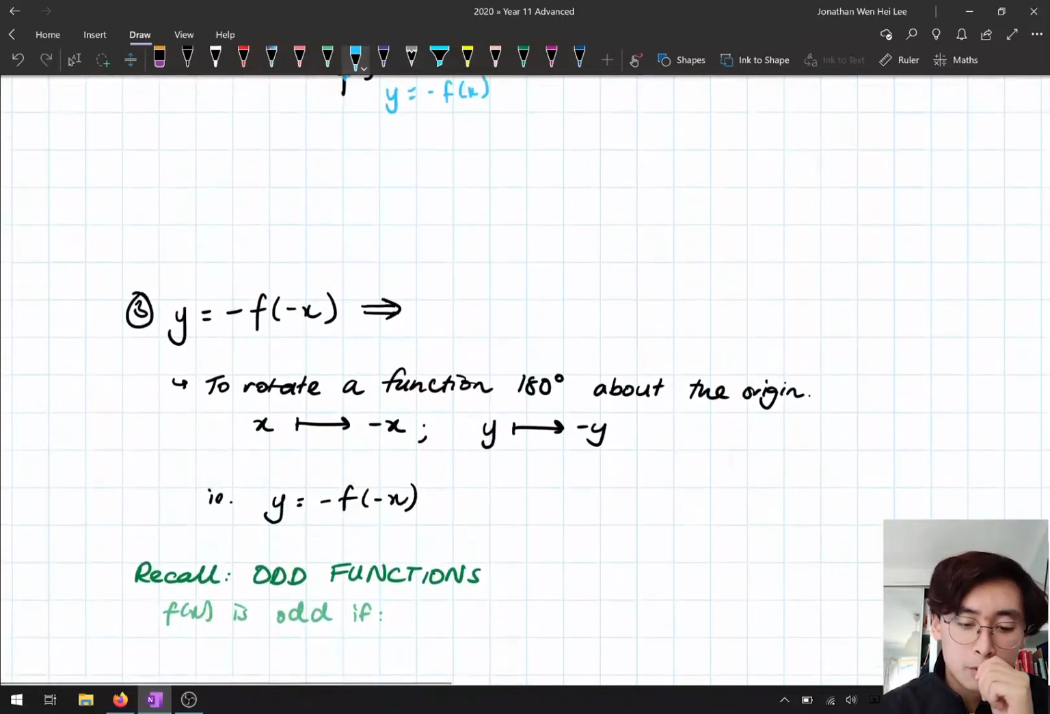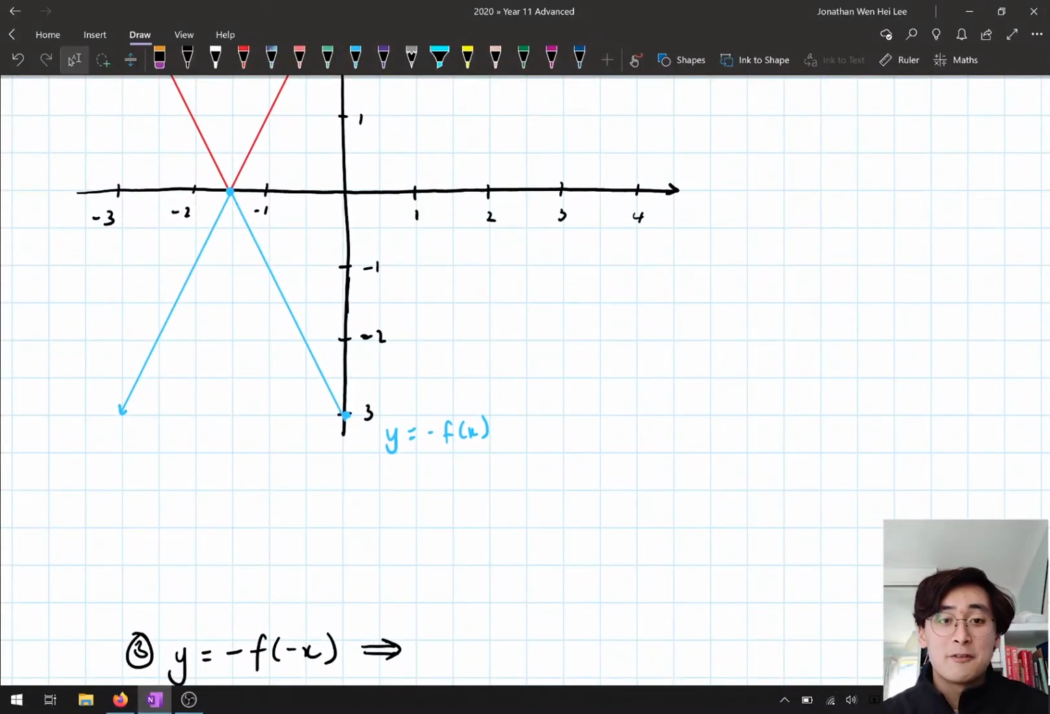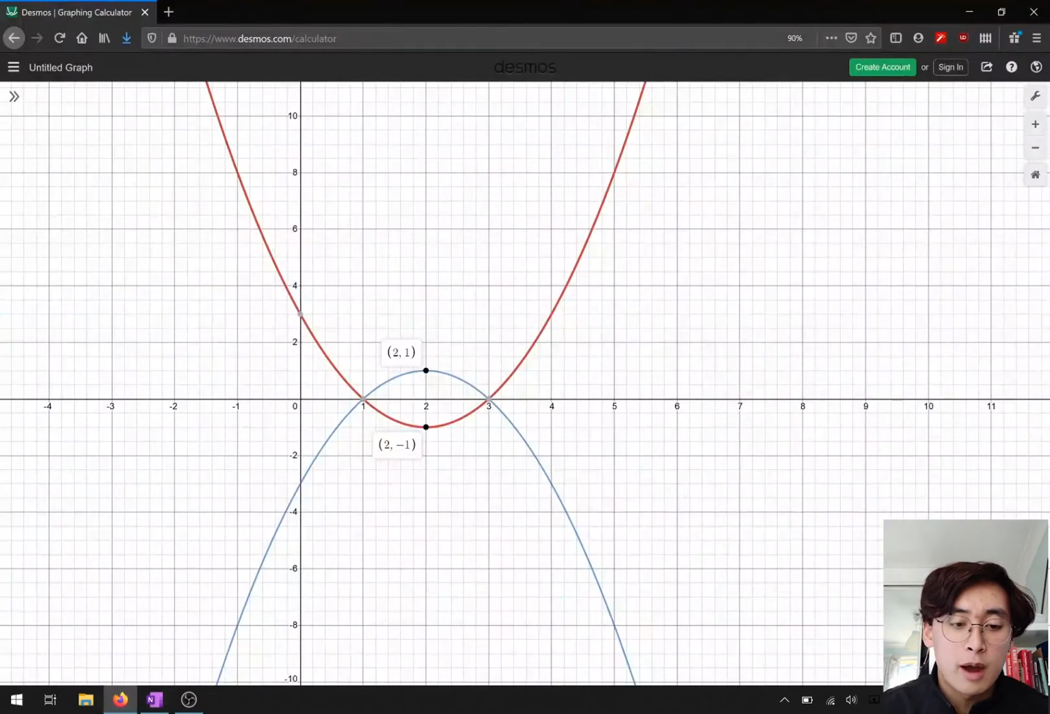Have a go through the last one. Now, we're trying to graph y is equal to negative f of negative x. So this is combining both of the two examples from transformations from before. So let's have a look at what happens here.